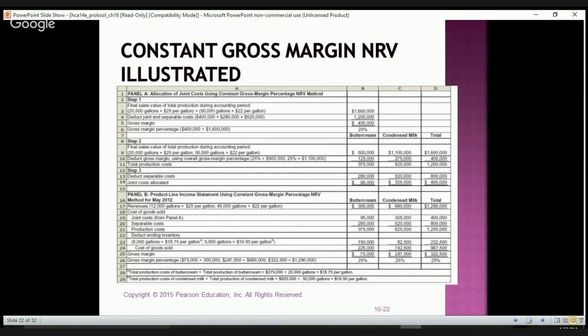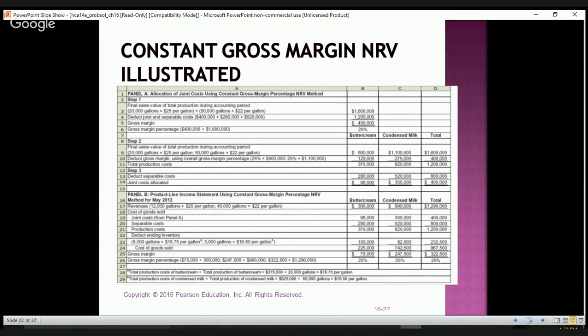So in the first step, we have the total gallons. We have the final sales value of total production during the accounting period. We take the 20,000 gallons times $25 per gallon, and then we take the 50,000 gallons and multiply it by $22 per gallon. So we get 1.6 million. Deduct the joint and separable costs, which is the 400,000, the 280, and the 520. So my gross margin is 400,000. That is 25%. So I take the 400,000 divided by 1.6 million, and I get 25%.